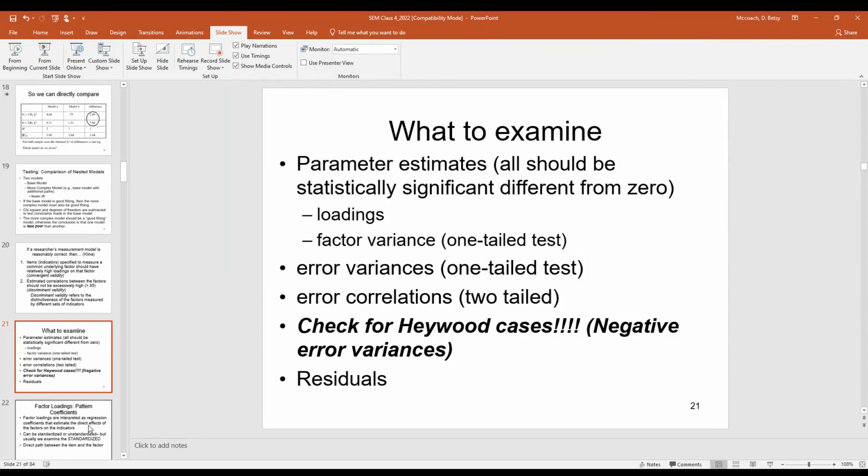The whole idea is our factor is latent, and there are multiple indicators, and our factor is sort of measured by multiple indicators.